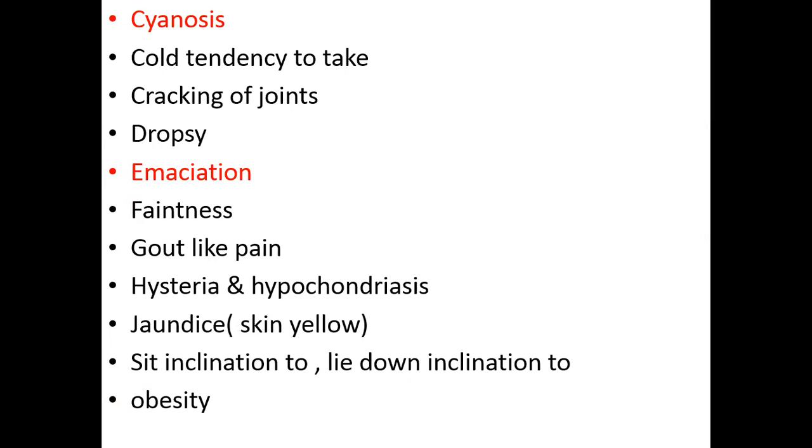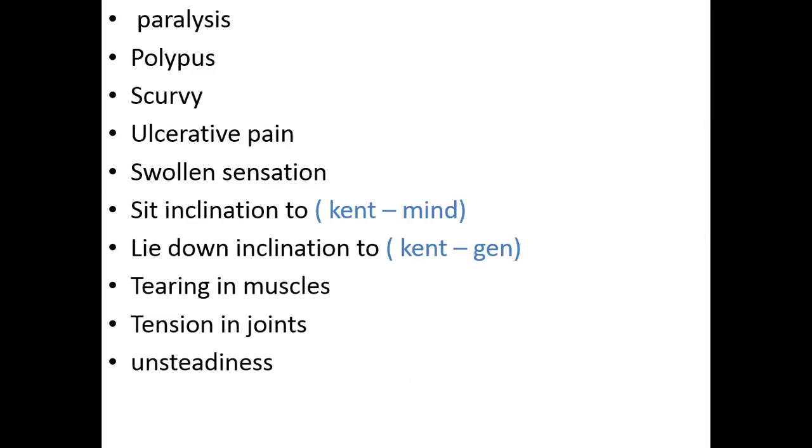Cold tendency to take, cracking of joints, dropsy, emaciation, faintness, gout-like pain, hysteria, hypochondriasis, jaundice, skin yellow, sit inclination to, lie down inclination to, obesity. Obesity again is a very important rubric. Paralysis, polypus, scurvy, ulcerative pain, swelling sensation, sit inclination to. Sit inclination to is given in Kent under the section Mind.